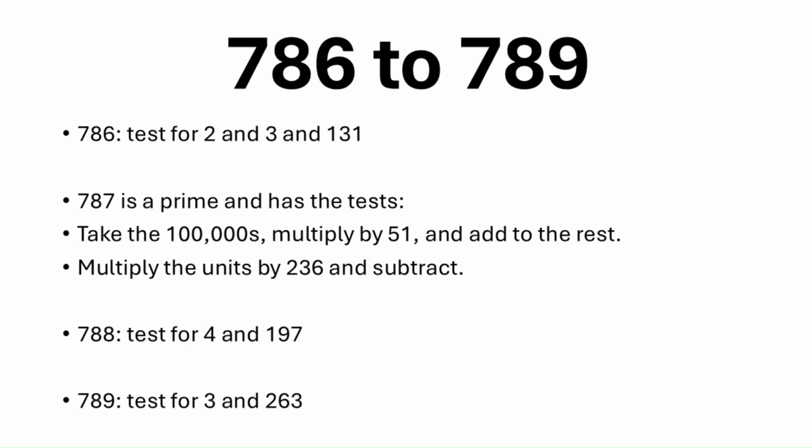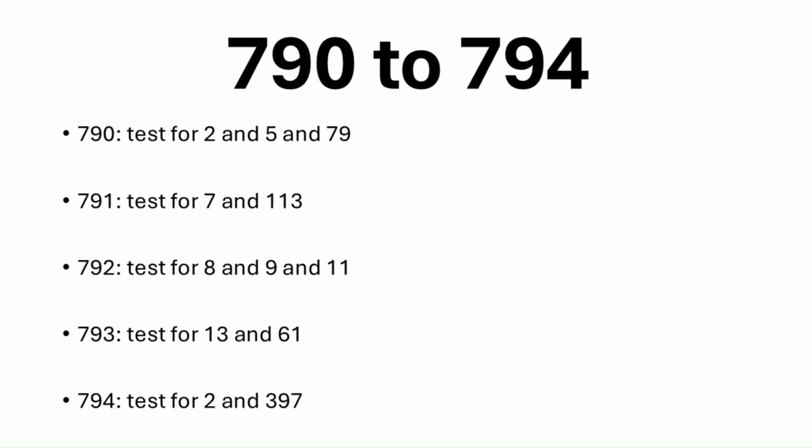787 is a prime and has the tests. Take the 100,000s, multiply by 51, and add to the rest. Multiply the units by 236 and subtract. 788, test for 4 and 197. 789, test for 3 and 263. 790, test for 2 and 5 and 79.